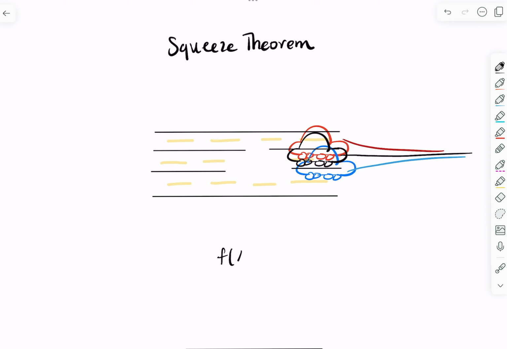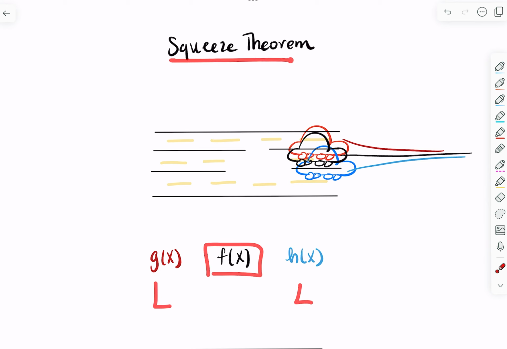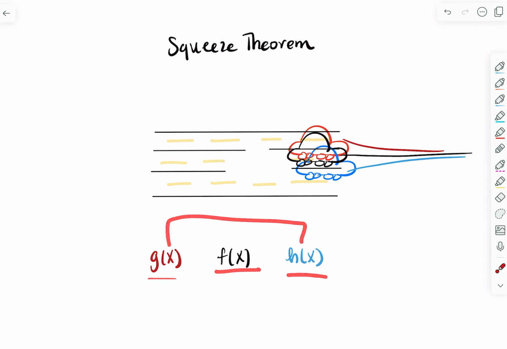So if you have a function f of x, and if you can find 2 functions, one that's smaller and one that's bigger than your f of x, and these 2 functions are being limited to the same value, they're going to the same place, you can conclude by the squeeze theorem that your function will have the same limits as these because it's squeezed between those 2.